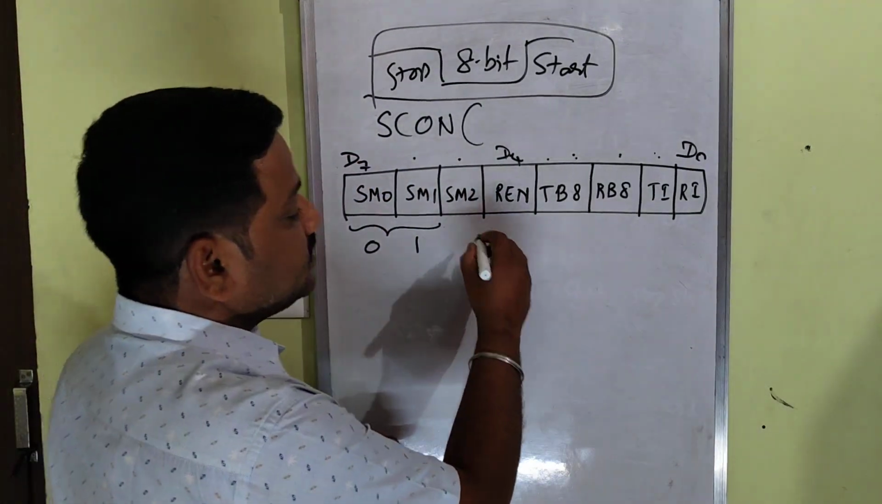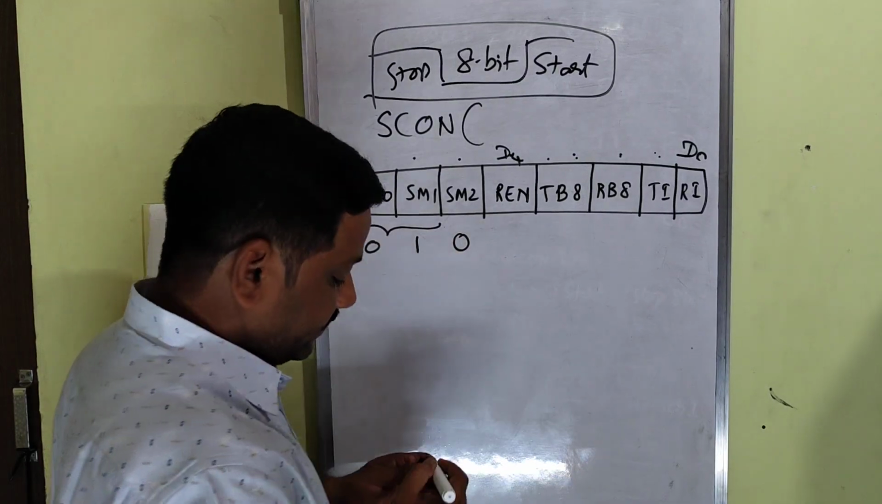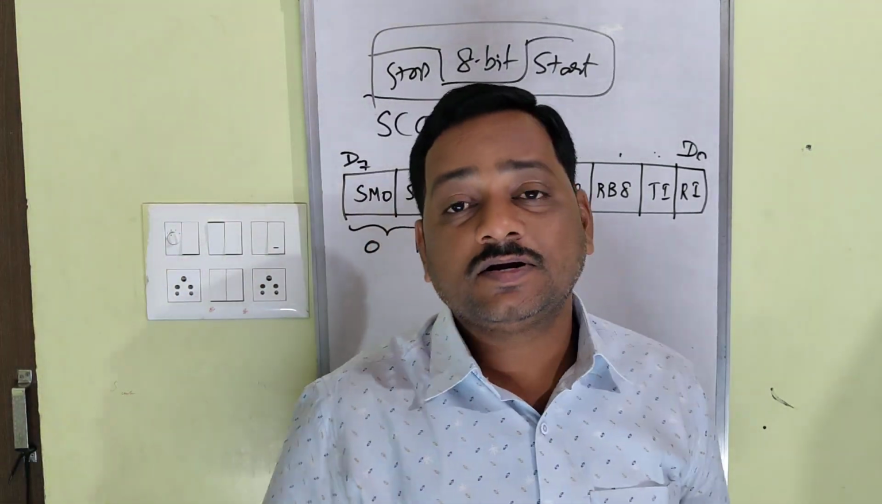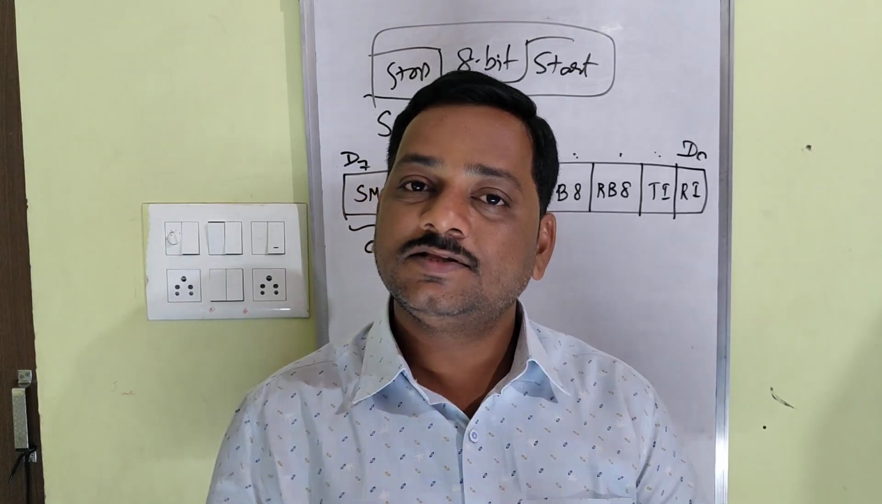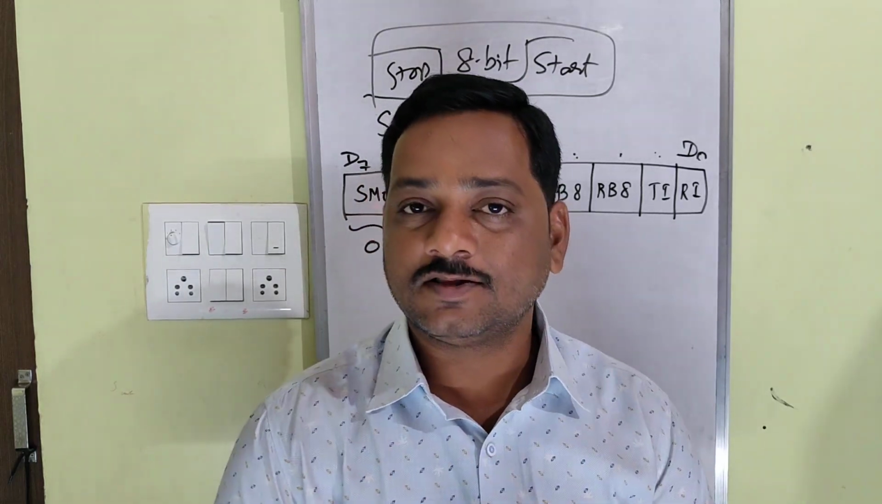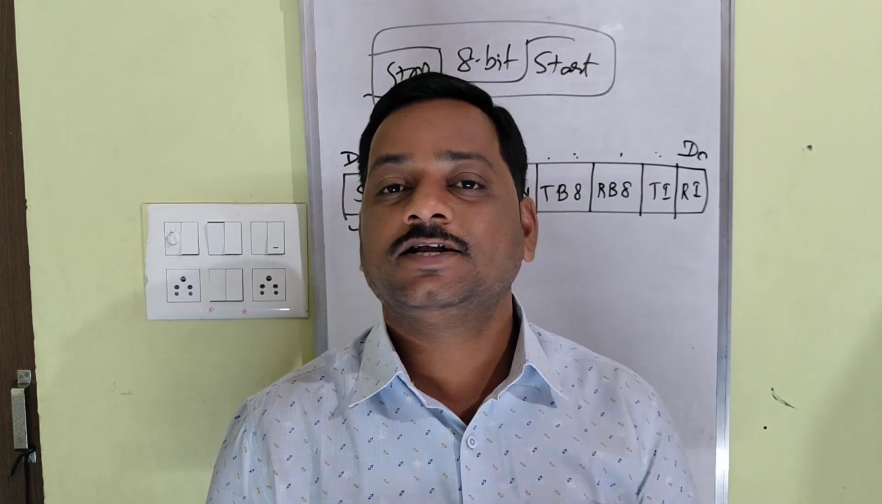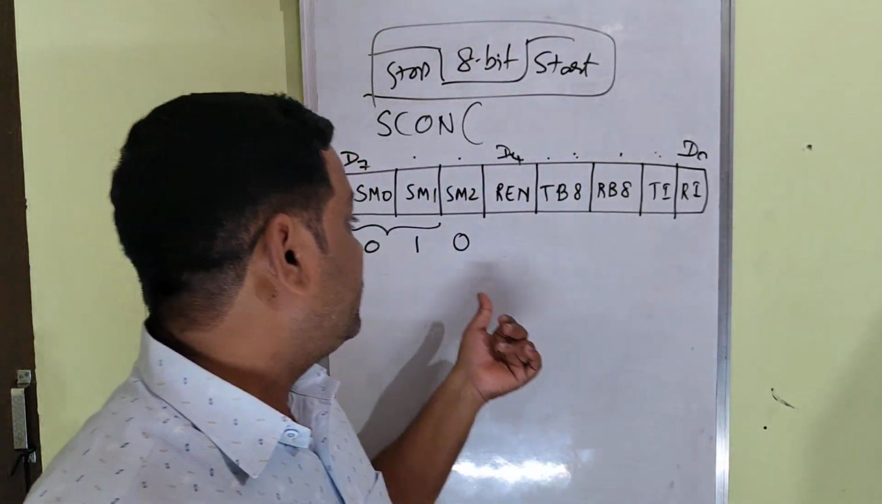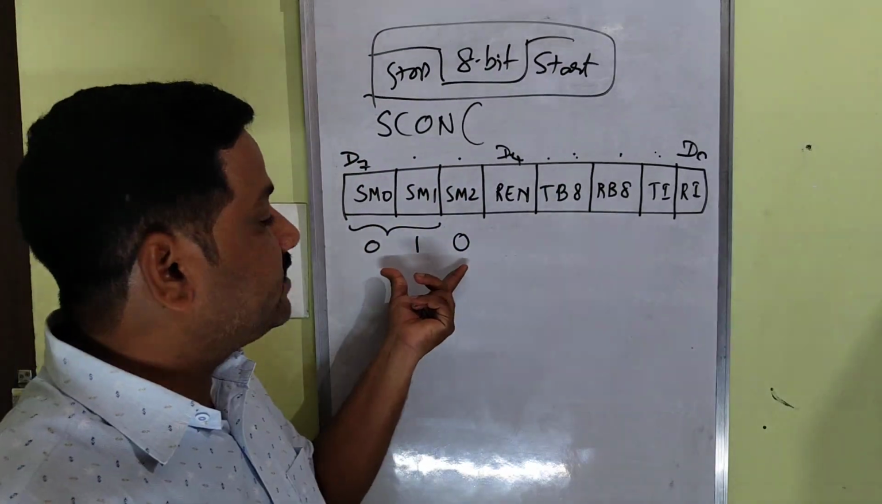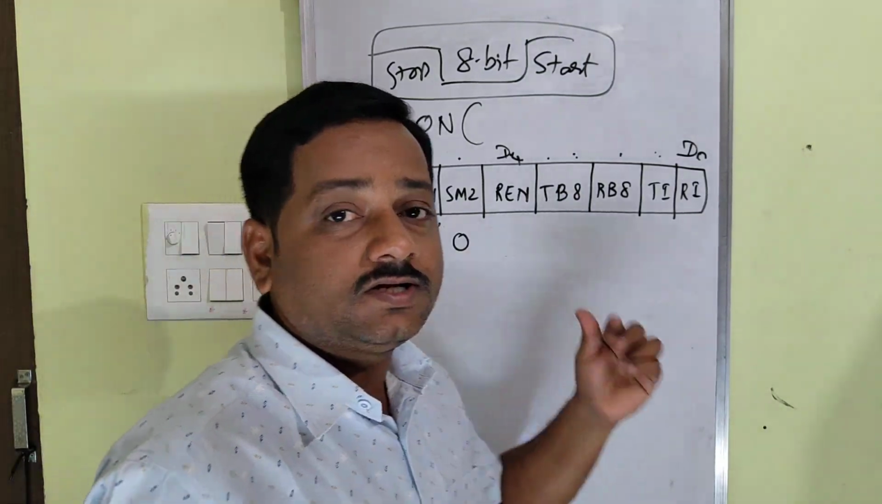Now SM2, we also keep it as 0 because that is used for a multi-processor system, but this is a single processor. We don't have a multi-processor concept here, so it doesn't come under 8051. Okay, so let us make it 0 here. So these 3 bits are 0 now. Now let's look into the REN.